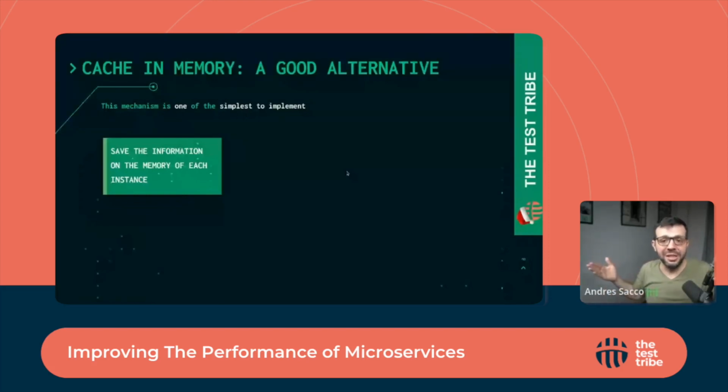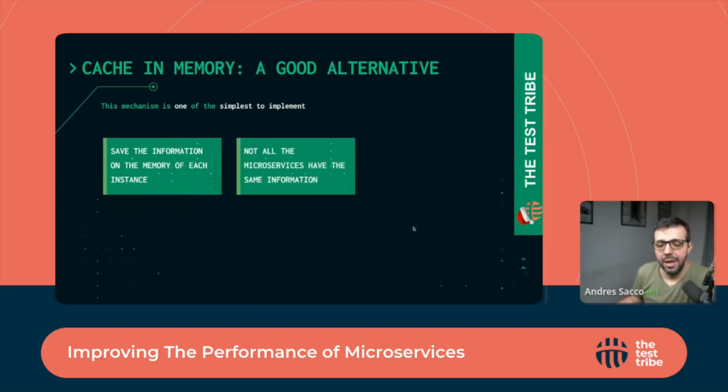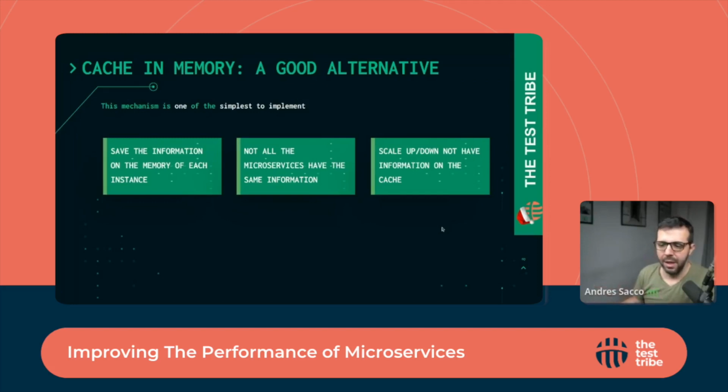Of course, they are not connected. So instance 1 has some information, and instance 2 has other information. It's not the same. But for some situations it could be a good option. Not all the microservices have the same information, and there is no mechanism to synchronize the information in the simplest implementation.